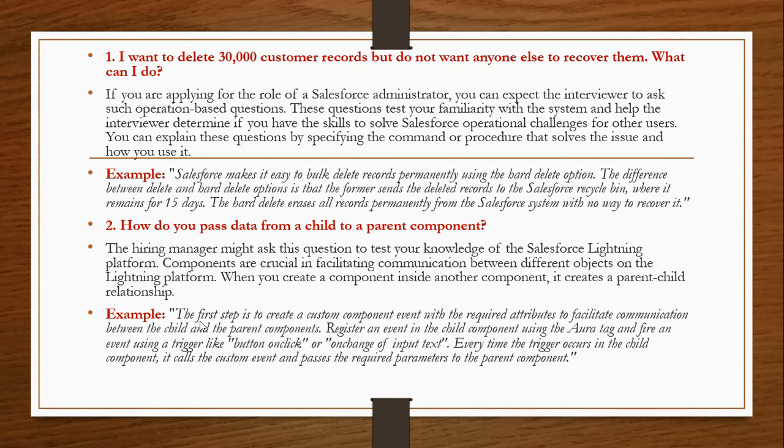Example: the first step is to create a custom component event with the required attributes to facilitate communication between the child and parent components. Register an event in the child component using the aura tags, and fire the event using triggers like button onclick or the onchange of an input. Every time the trigger occurs in the child component, it calls the custom event and passes the required parameters to the parent component.